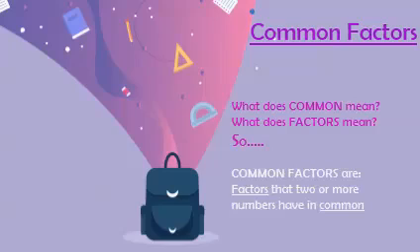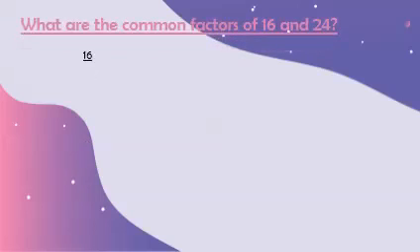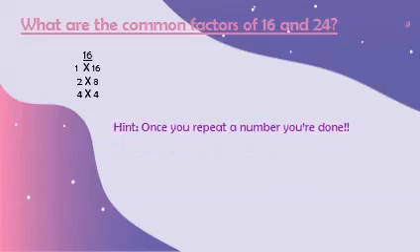A small exercise about this one. What are the common factors of 16 and 24? The first thing I have to do is to list the factors of 16 and list the factors of 24, then try to find the common factors. The factors of 16 are first 1 times 16, 2 times 8, 4 times 4. Whenever you reach a double factor, you stop and you write the numbers. So once you repeat a number, you are done. So the factors of 16 are 1, 2, 4, 8, and 16.